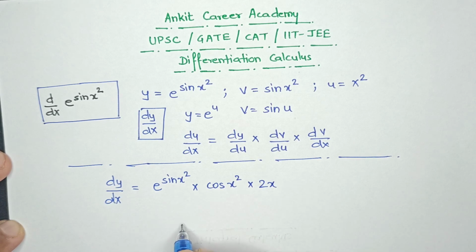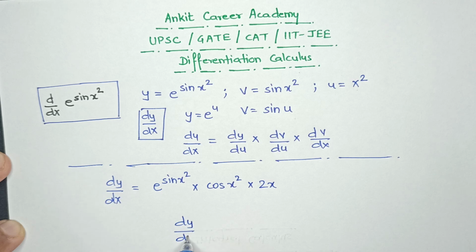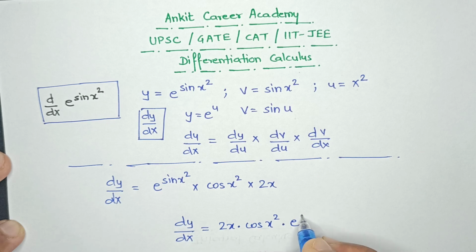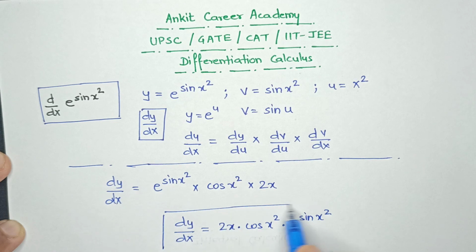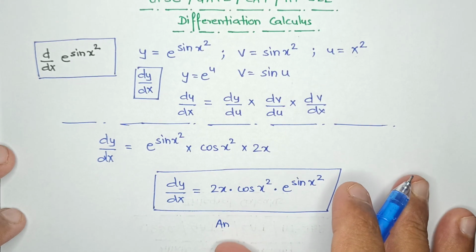So in the end what we have is directly the answer, that dy by dx is equal to 2x multiplied by cos of x square multiplied by e raised to the power sine of x square. So this right here, my friend, is the final answer that we were looking for.